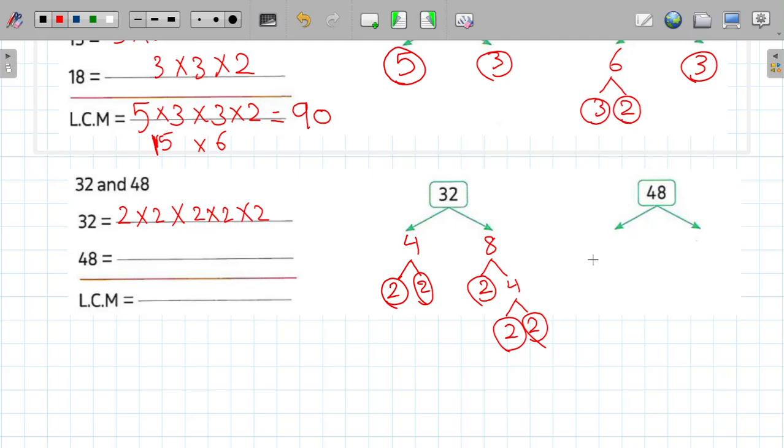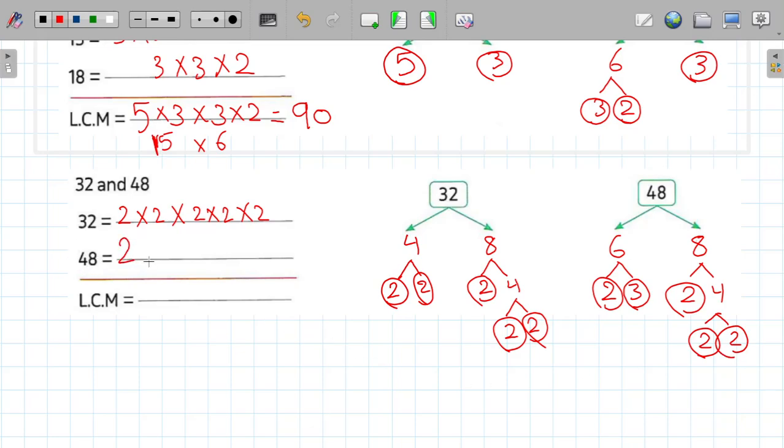Next I have 48. 48 equals 6 by 8. 6 equals 2 by 3. And 8 equals 2 by 4. And 4 equals 2 by 2. So I have 2, 3, 2, 2, 2. I have 4 2's and 1 3. So I will write 3 alone like this. So these are the prime factorizations of the two numbers.